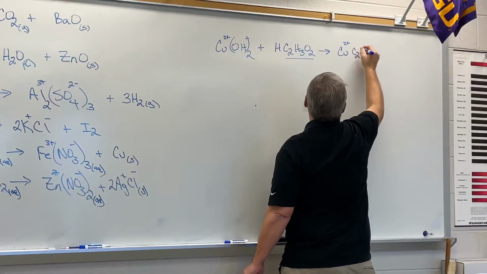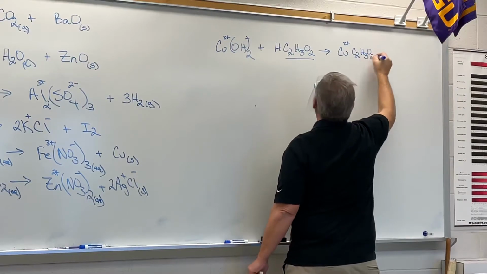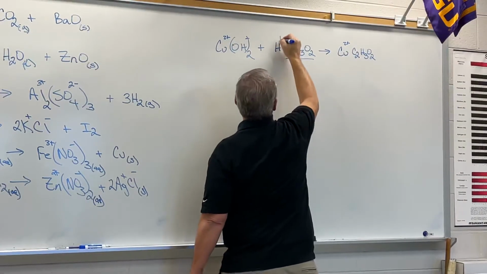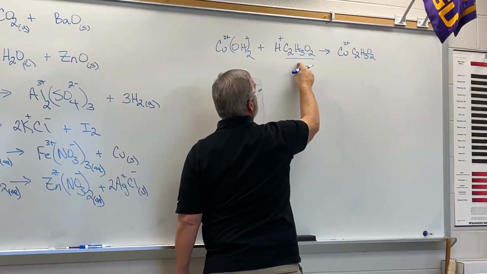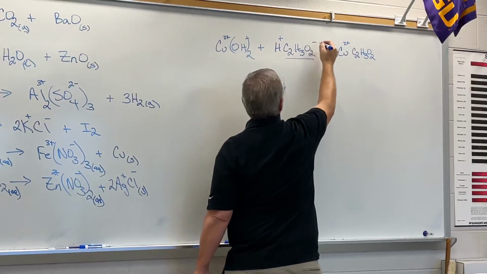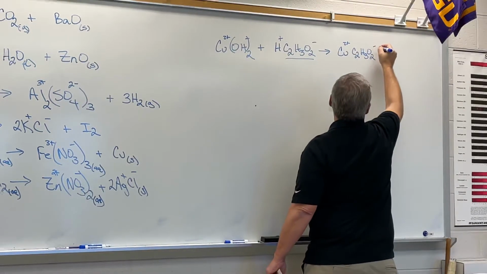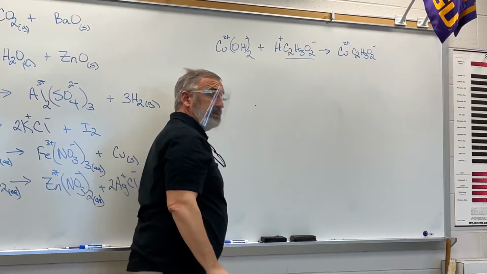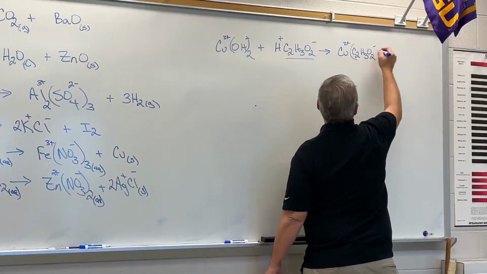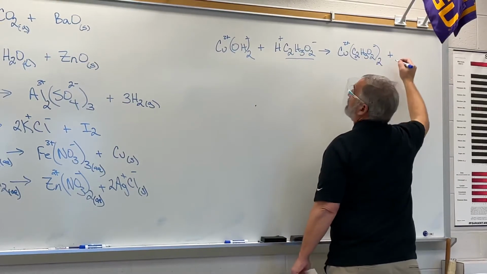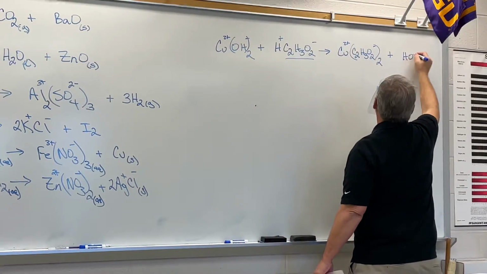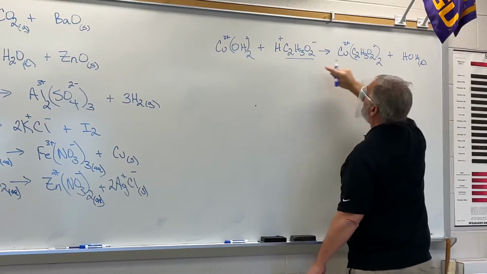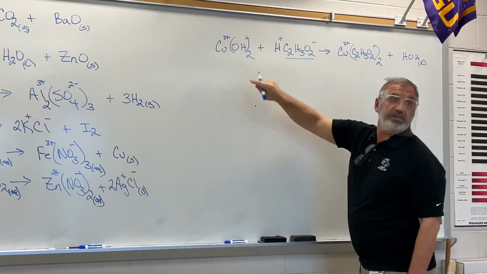And acetate is C2H3O2. Now, if I can't remember the charge, hydrogen's +1, so acetate has to be -1. So what's the formula of copper 2 acetate? Parentheses, copper, parentheses, 2 plus 1. Plus water. And I'm going to write it as an HOH, because the H plus is going to combine with the OH minus.